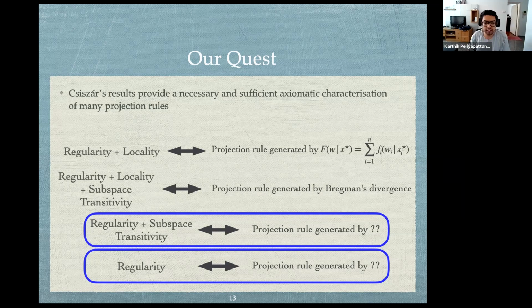Okay, so as Professor Jonathan Scarlett asked me, it's important to know what these mean, and I don't want to define everything. I'll just give a glimpse into what regularity means and what subspace transitivity means. For the other axioms such as locality, scale invariance, location invariance, etc., I would urge you to look at Csiszár's paper.